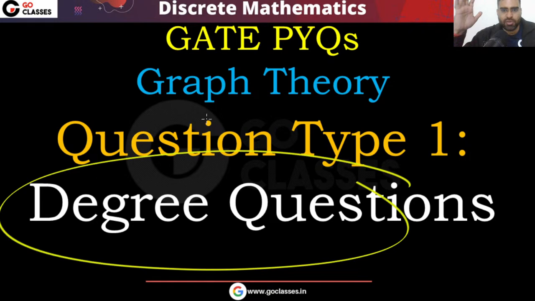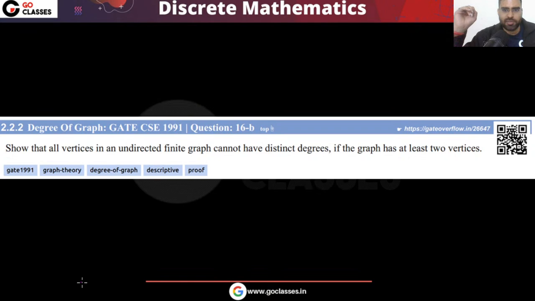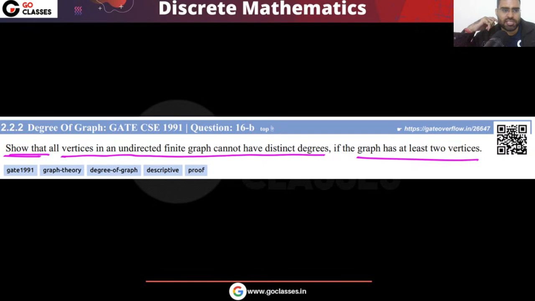Some degree questions we have already seen. Some more we will see. Okay, let's see this question. Tell me the answer. This we have already seen, yes or no? This is a GATE 1991 question. Show that all vertices in a directed finite graph cannot have distinct degrees if the graph has at least two vertices. This is already proven in the previous lecture. Already done with the proof.